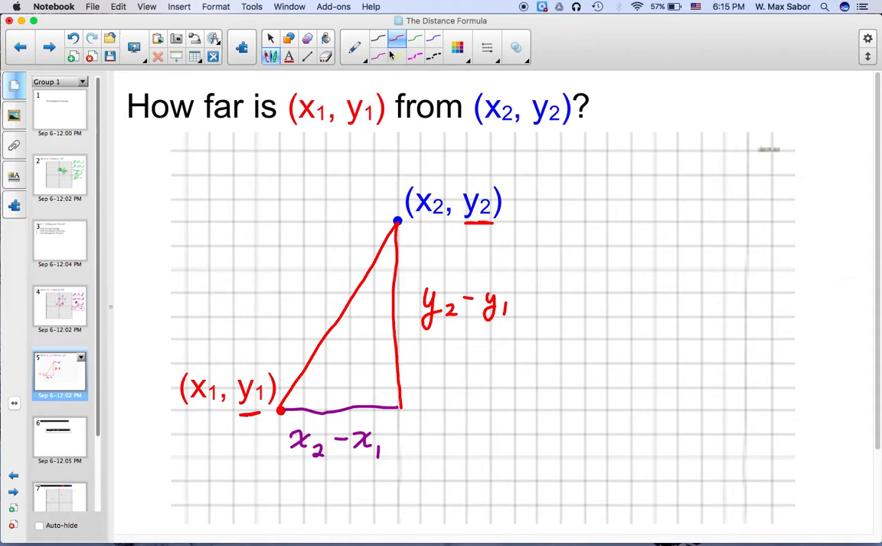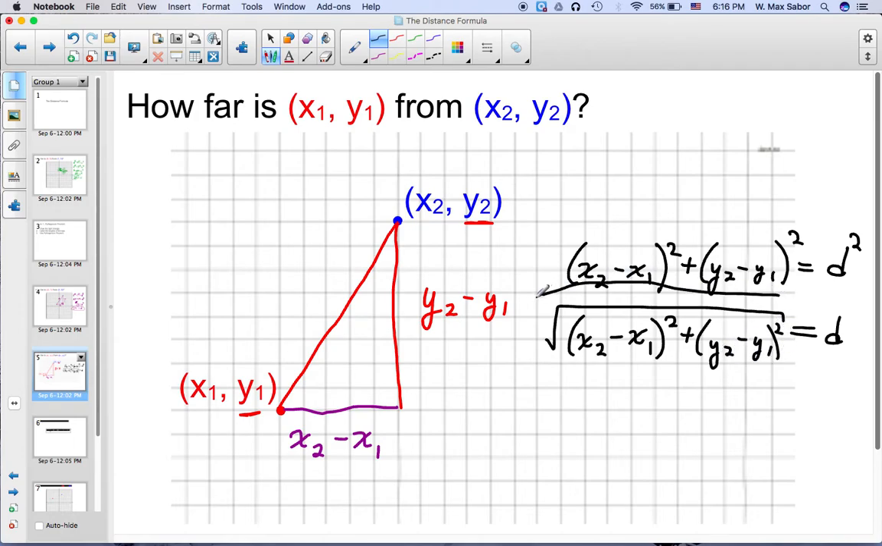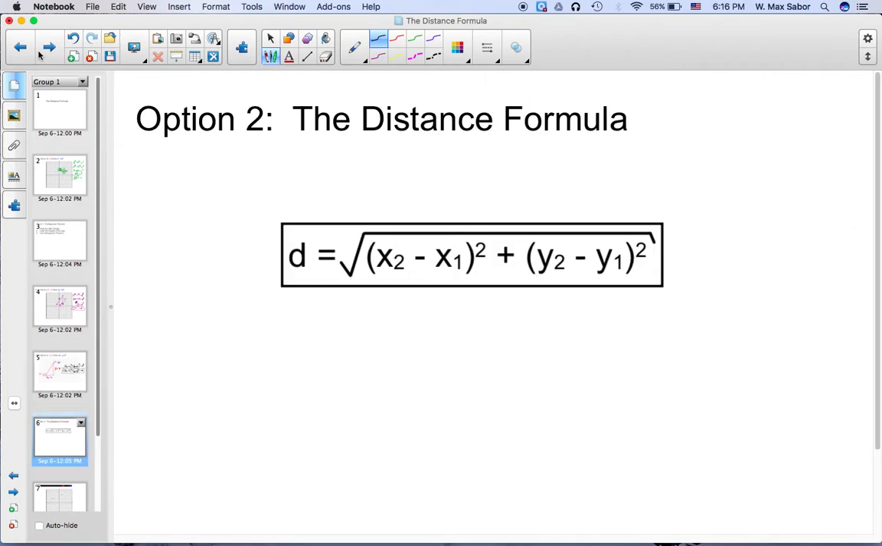Now we can do Pythagorean theorem with that idea. So x2 minus x1 squared plus y2 minus y1 squared equals our distance squared. So if we want to find what the distance is, the opposite of squaring is square rooting. So this is a formula that we are allowed to use. And this is called the distance formula. This is a big deal, and I'll put it on the slide, next slide. That is the distance formula.